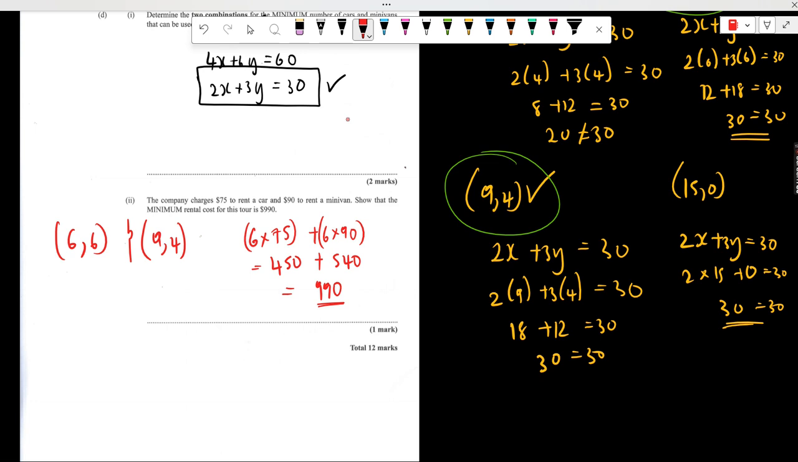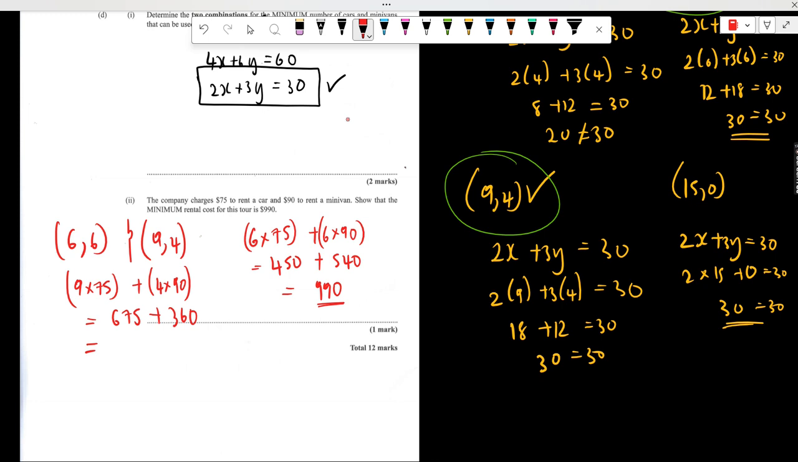Let's try the other combination now, 9 cars and 4 minivans. So we're going to have 9 times 75 plus 4 times 90. I don't think this one is going to work though. What is 9 times 75? That is 750 minus 75, that is 675. 675 plus 360. So clearly this surpasses the 990. So this one will not be the minimum. You understand? Yes, sir.